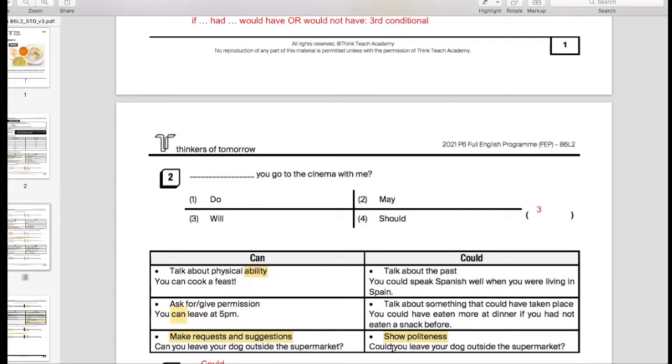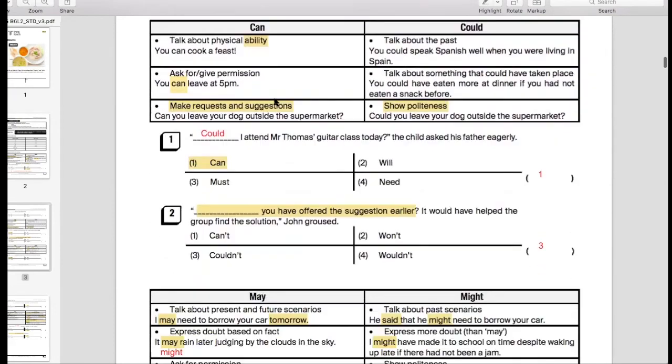So if you want to be more polite when you're asking something, use could, don't use can. But both again are grammatically correct. Just take note of that. All right, let's cover it. Okay, first two questions, here we go.